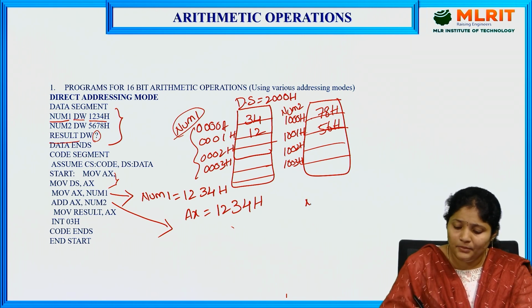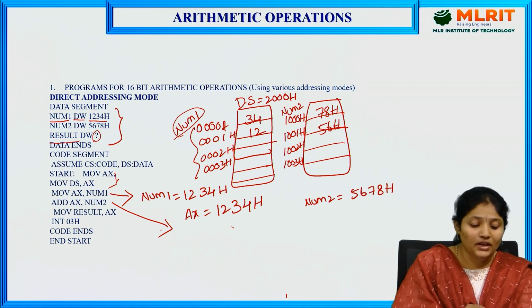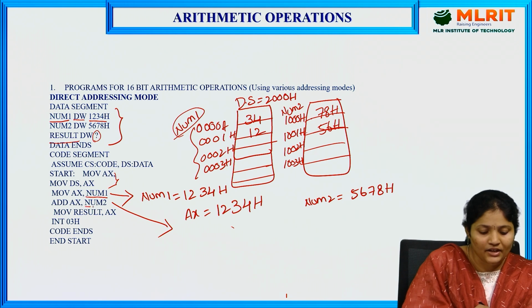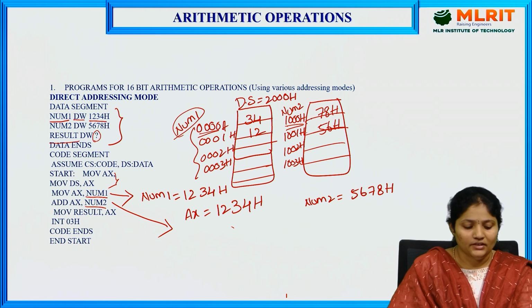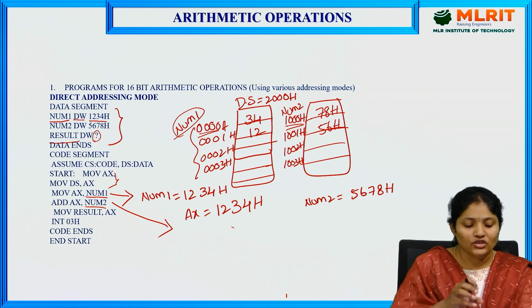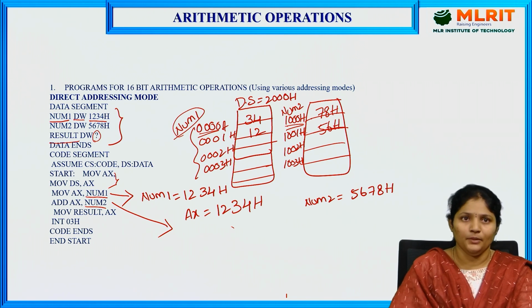So what is the number 2 value? So number 2 value is 5678H. So in this particular instruction, we've been directly mentioning the address of this particular memory segment. So mentioning the address directly in the instruction itself is nothing but the direct addressing mode.